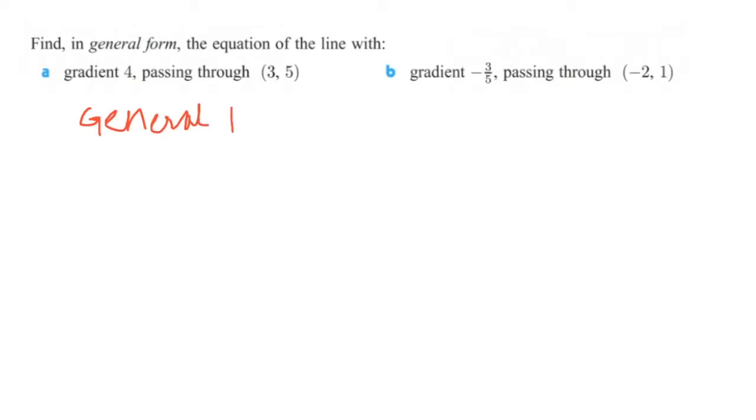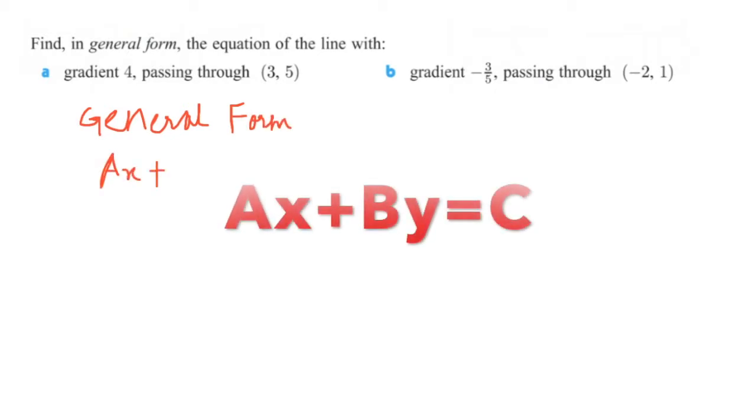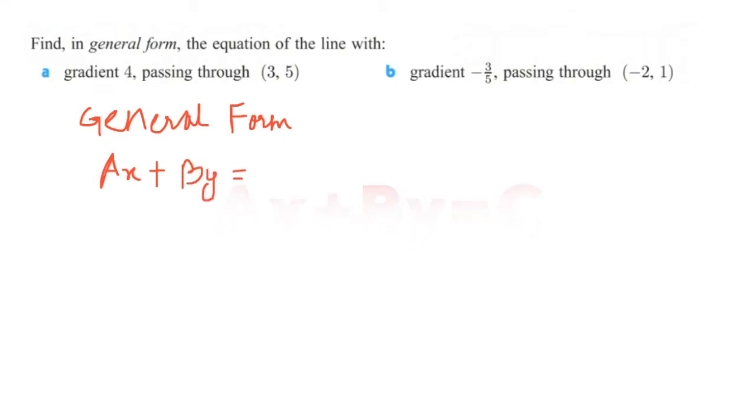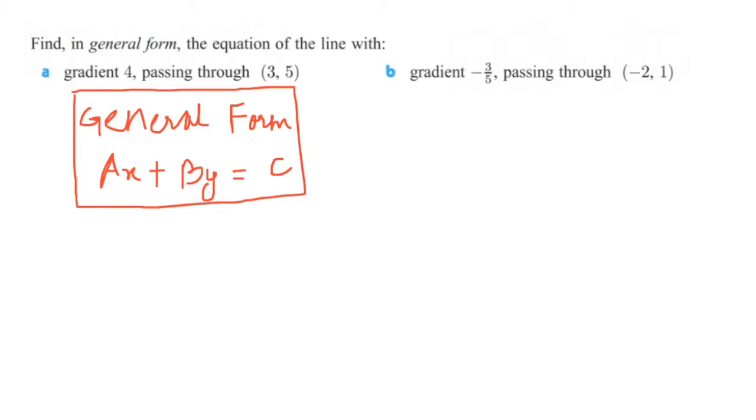General form of an equation is ax plus by is equal to c. So by whichever method we find the equation of this line using the gradient 4 and the point (3, 5), we are going to change it to this general form. Let's do this. For this, I'm going to use my formula.